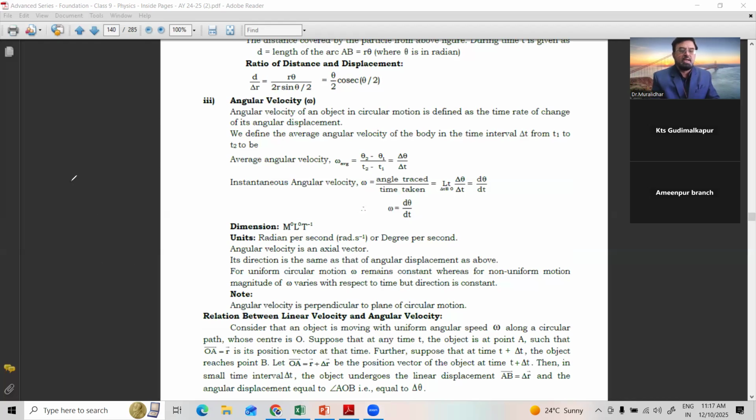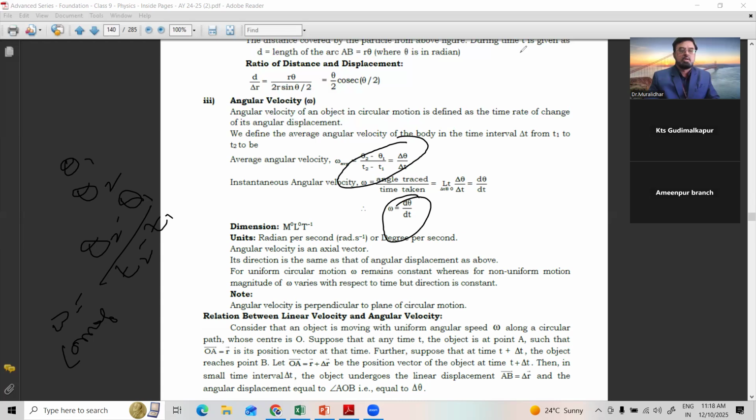See, initially θ1 is the angular displacement. It moved to θ2. So the change in displacement is θ2 minus θ1, by the change in time t2 minus t1. Displacement over time is the velocity. That is called angular velocity, which is represented by omega. Omega is change in displacement by change in time, or you can write dθ by dt. Same like velocity, one by time. So radians per second or degrees per second is used for angular velocity.